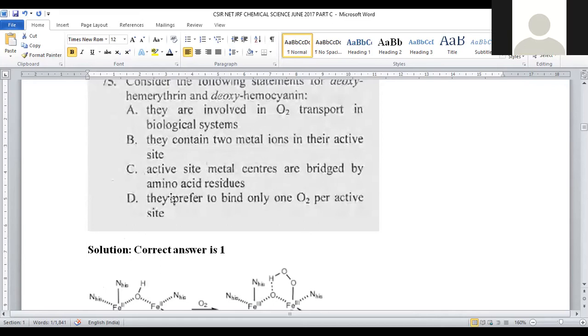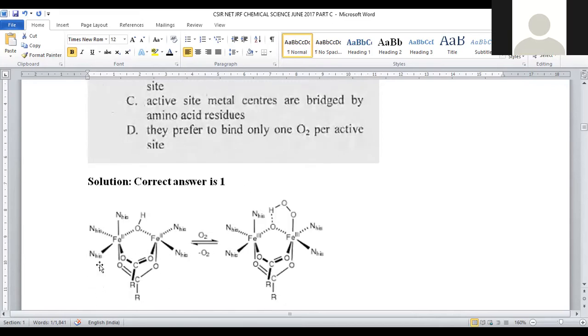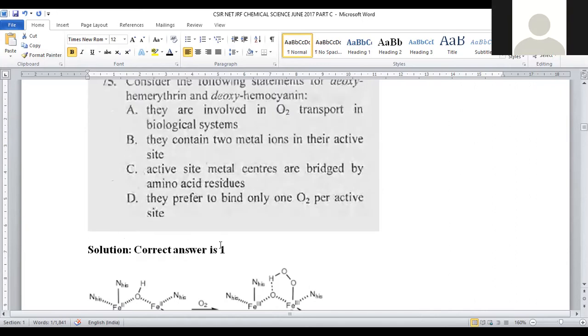Active site metal centers are bridged by amino acid residues. No. So amino acid residues are present, but these amino acid residues are terminal amino acids, not bridging. So terminal amino acids are present at the 2 edges. Bridging ligands are nothing but those which are connecting 2 metals. So these are connected by hydroxy and carboxylates, but not with the histidine units. Hence we can't say amino acids are bridging ligands in this pigment.